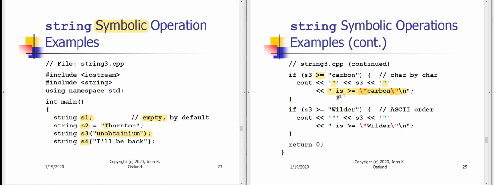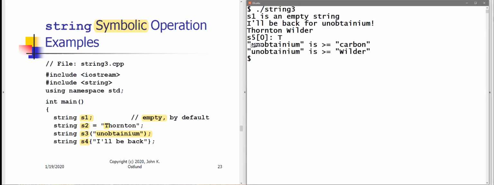Okay, so the output from that is going to be, well, since the little u at the beginning of S3 is greater than or equal to the little c at the beginning of carbon, the test is true, and so we get double quote unobtainium double quote followed by is greater than or equal to carbon in double quotes. And let's see that. And here we are.